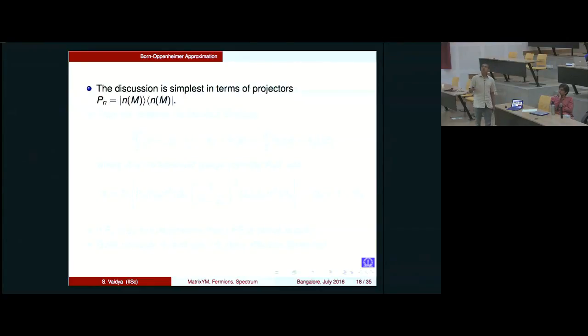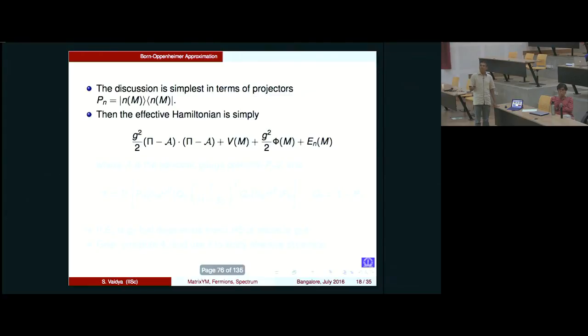If you look at it in terms of projection operators, then Berry's calculation gives me that the effective Hamiltonian is simply of this form. The pi, the momentum conjugate to the m, now picks up the adiabatic connection. This is an adiabatic connection in the space of m's. This v is just the square of the magnetic field. It's whatever is left over from looking at the potential of the pure Yang-Mills.